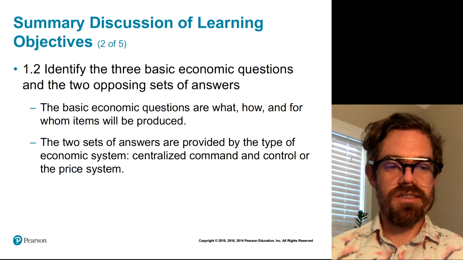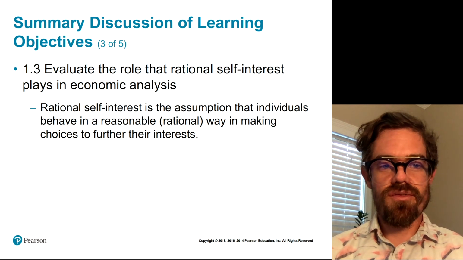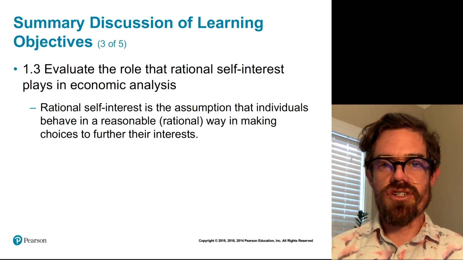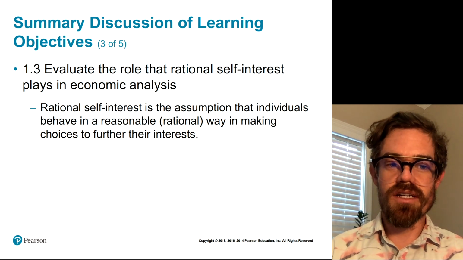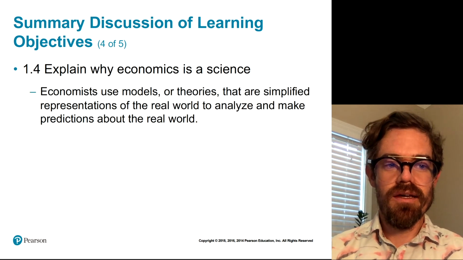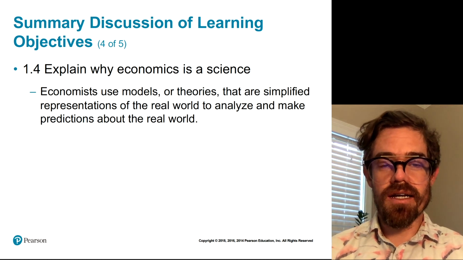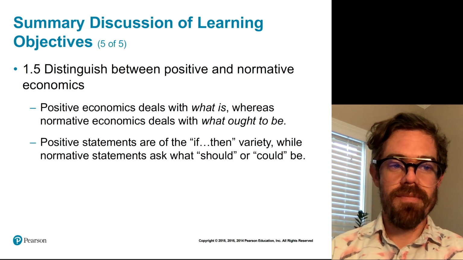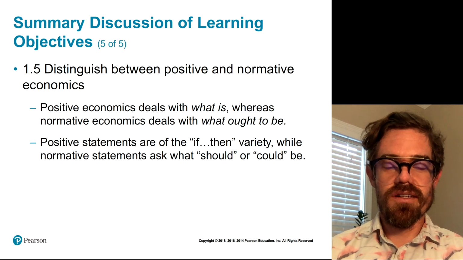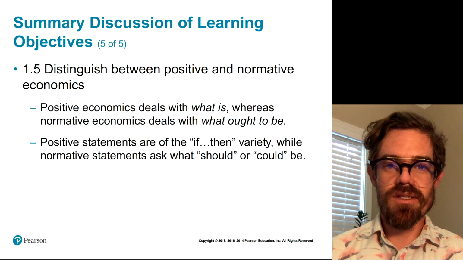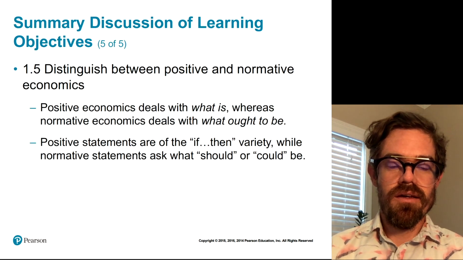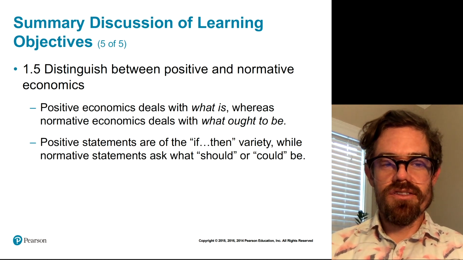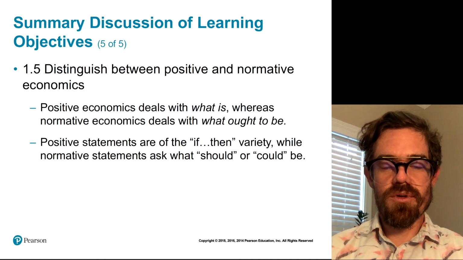But in any case, in section 3, we talked about this rationality and self-interest assumption, and what role that plays in economic analysis. In section 4, we talked about why economics is a science. And then in section 5, we talked about the difference between normative and positive statements, or positive and normative economics. All right, that concludes section 5 and the end of chapter 1.